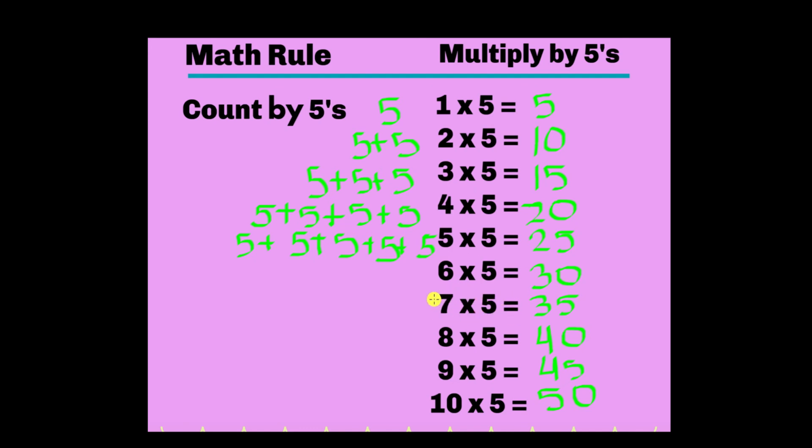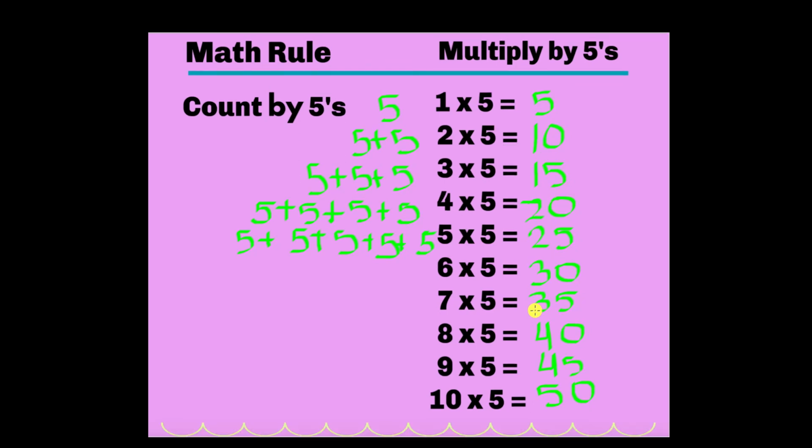Now, what if you don't have all of these other numbers to help guide you? And say on your test you only had 7 times 5. So what a lot of kids do is they put 7 on their fingers and then they count by fives. 5, 10, 15, 20, 25, 30, 35. Very easy. Or what if you had 9 times 5? They put 9 on their fingers and then count by fives. 5, 10, 15, 20, 25, 30, 35, 40, 45.